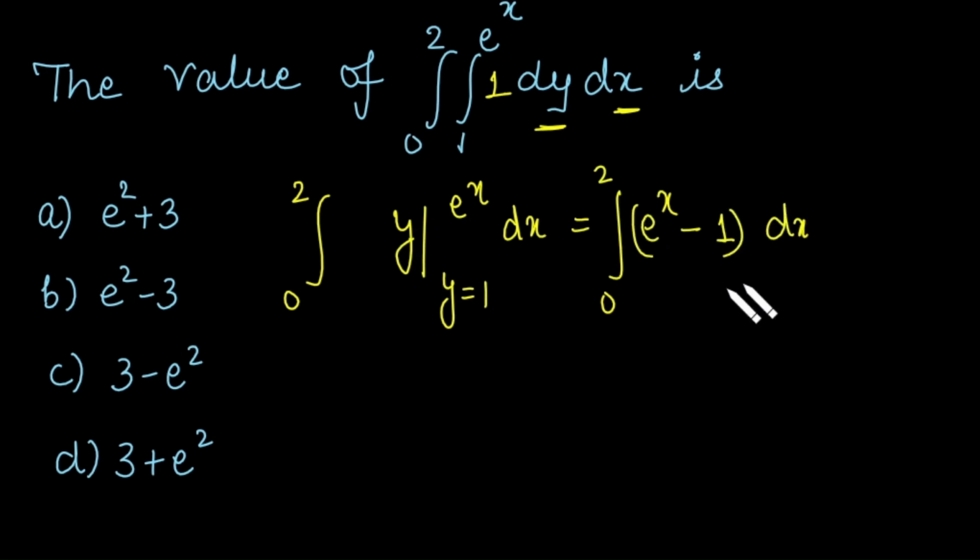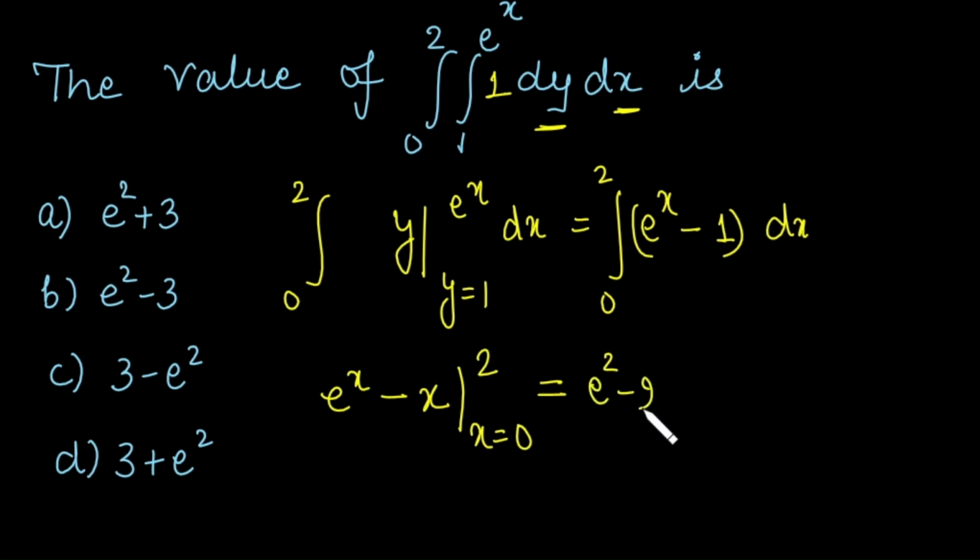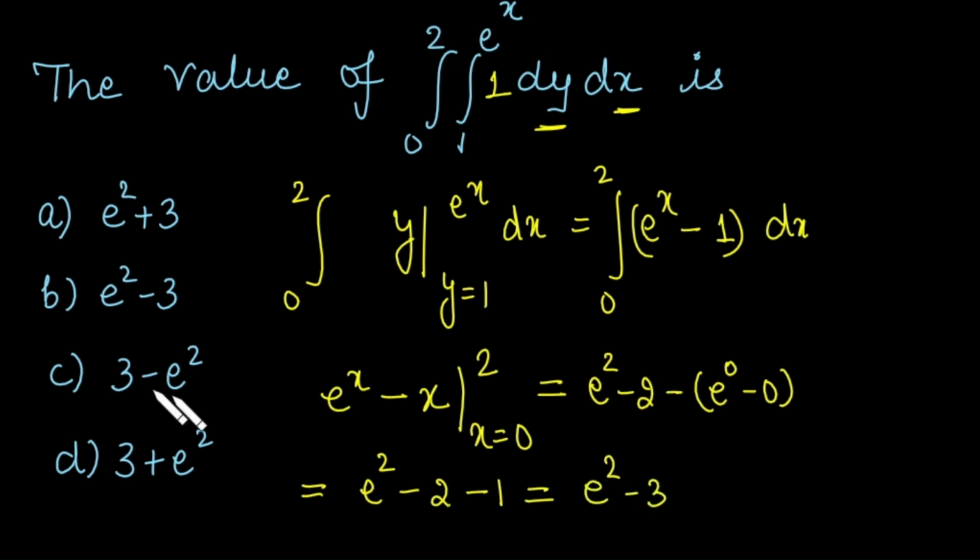Now integrate with respect to x. What is the integration of e raised to power x? That is e raised to power x minus, what is the integration of 1 with respect to x? That is x. Now substitute upper limit. It is e square minus 2 minus lower limit e raised to power 0 minus 0. This is equal to e square minus 2. E raised to power 0 is 1. This is equal to e square minus 3. Hence, B option is correct.